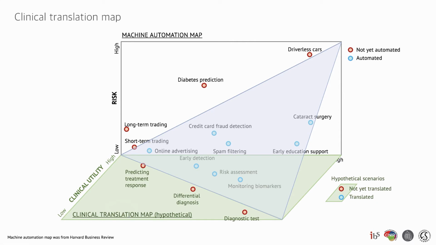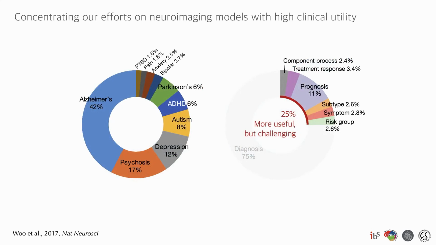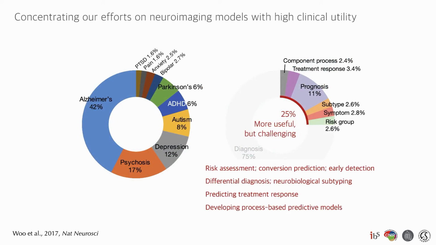So for example, even though a diagnostic test has high accuracy, because of its low clinical utility, it won't be translated easily, but early detection and risk assessment could be translated more easily even with their low accuracy because of their high clinical utility. Therefore, we need to concentrate our efforts on neuroimaging models with high clinical utility.